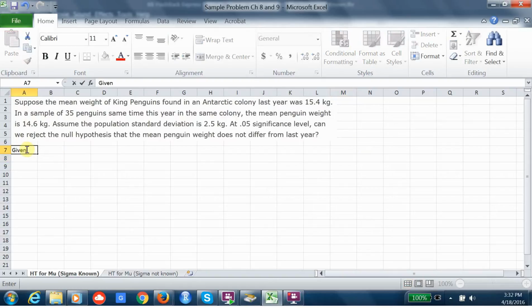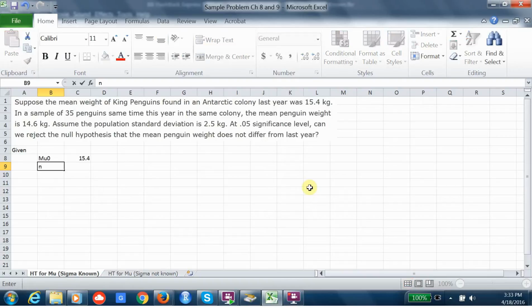Okay, before we can do anything, we can always write down the given, no matter what sort of hypothesis test it is. So let's write down some given information. What do we know? Well, we know what we're going to be comparing it to. This was the mean weight last year. So this is going to be mu naught, 15.4 kilograms. I won't bother writing the units, of course. This year, we took a sample of 35, and the mean weight was 14.6. And the population standard deviation is 2.5 kilograms.